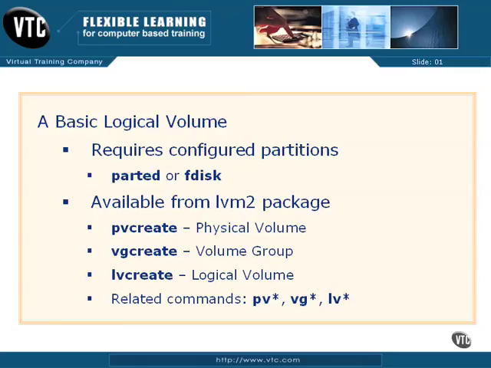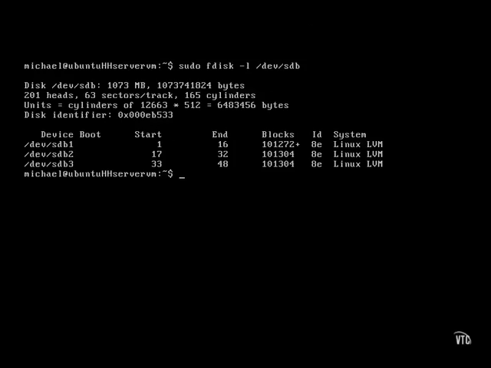I'll assume that you know how to create partitions set up as logical volumes. They're easy to configure with utilities such as parted and fdisk. Just be sure to set your new partitions to the appropriate partition type. As you can see here, I've done that on the second SCSI drive and have actually set up 3 different partitions.